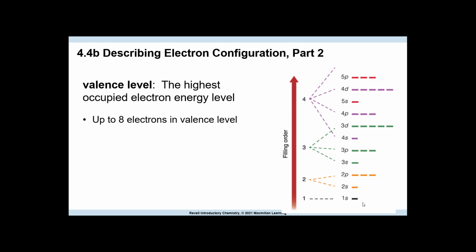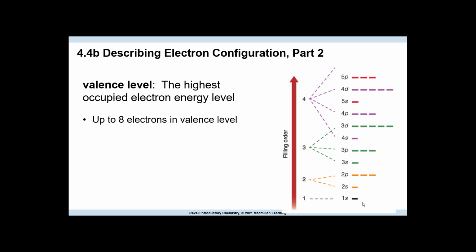A chemical change involves the loss, gain, or sharing of electrons. So understanding the electron configuration enables us to explain and predict an element's chemical properties. So what's going to happen? The highest occupied electron energy level is the valence level, or I may call it valence shell because in other books they call it the valence shell. In this book they call it valence level. They mean the same thing.